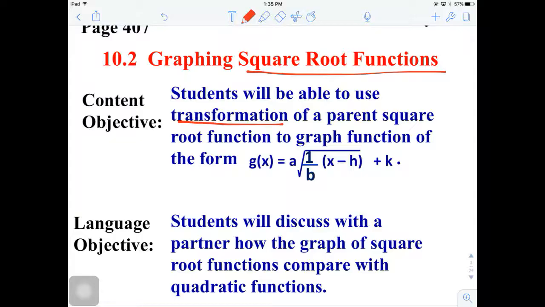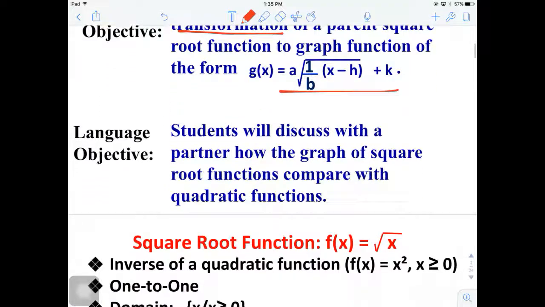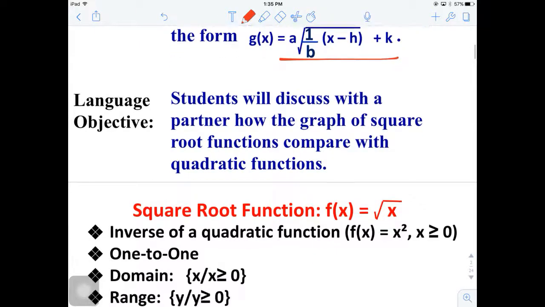So we're going to look at the general equation again for a square root function. You keep seeing a, b, h, and k because it's the general equation that we keep using. But now notice that this is a square root function instead of a square or a cube. So we will be looking at the graph and the transformation.